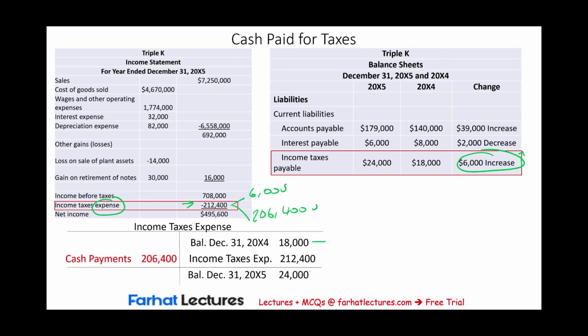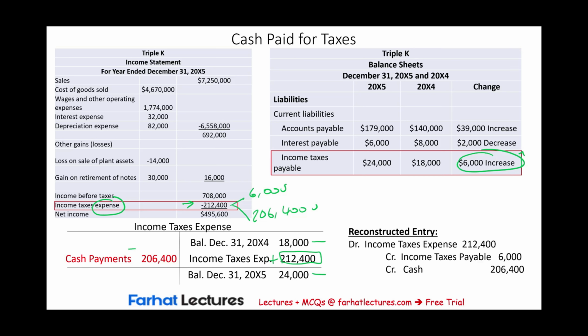Therefore, my beginning balance is 18. My ending balance is 24. There's a change of 6. There's an income tax expense recorded of $212,400. It means I only paid... So if I want to go from 18 plus $212,400, how much did I pay? I paid only $206,400. But I just showed you that if payable went up, it means I did not pay it, so reduce it from the expense, and you should be fine.